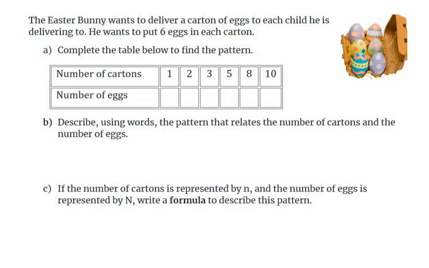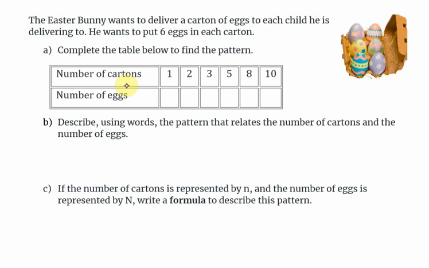In this video, we're going to write a formula using algebra from a pattern using words that we will find from a table that shows a relationship. The question says the Easter Bunny wants to deliver a carton of eggs to each child he's delivering to. He wants to put 6 eggs in each carton. Complete the table below to find the pattern.